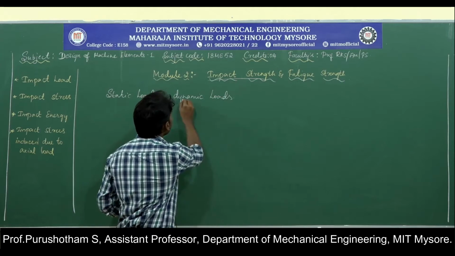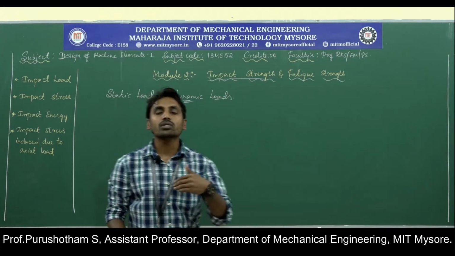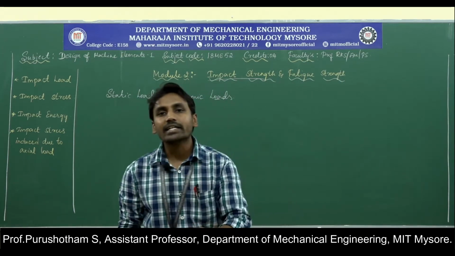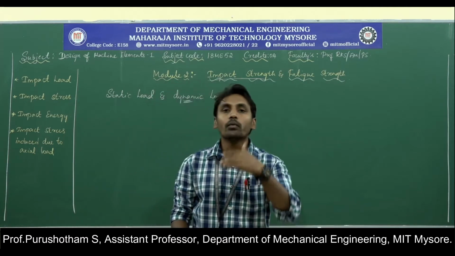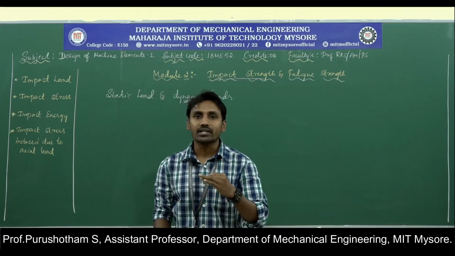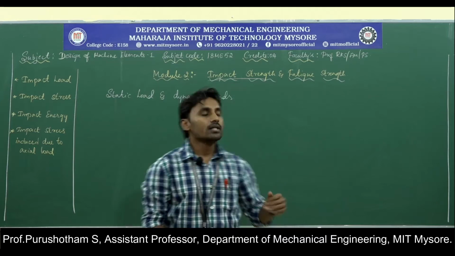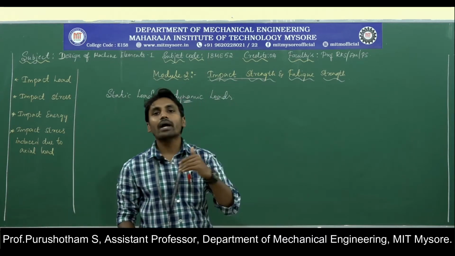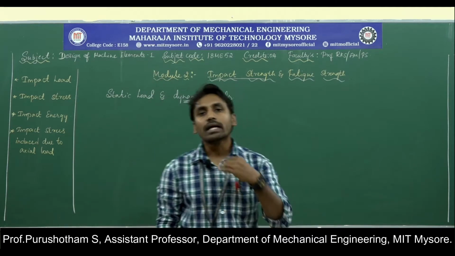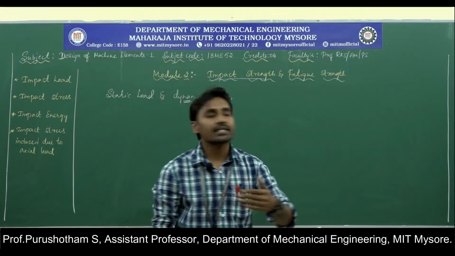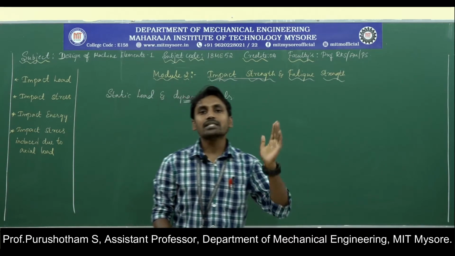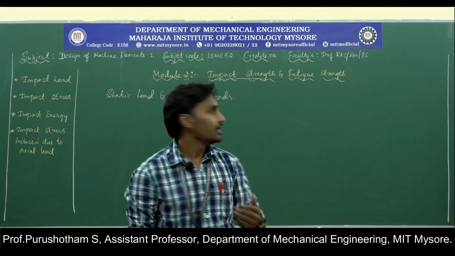So coming to the dynamic loads, the dynamic loads vary in magnitude, direction, or both in magnitude and direction, which is called dynamic loads. So variable loads and impact loads are some examples of dynamic loads. Variable loads are nothing but the fatigue loads. That means the load which is repeated cyclically like this.